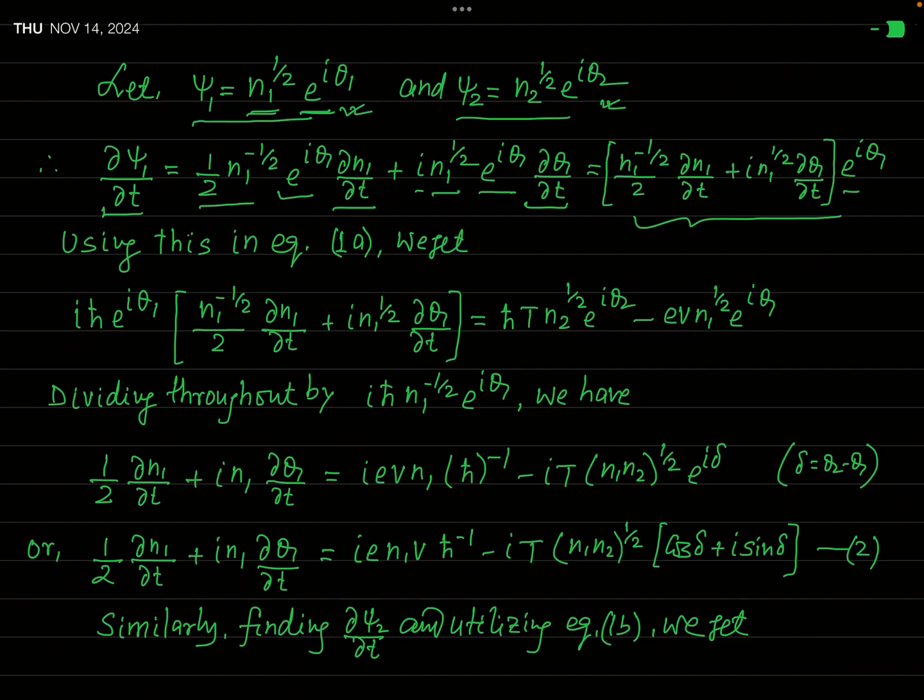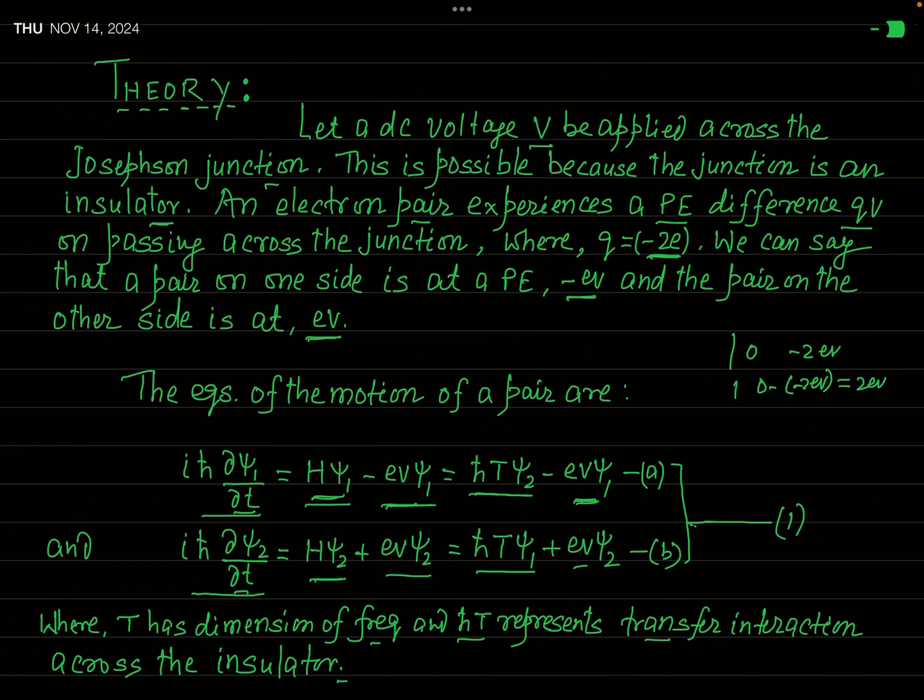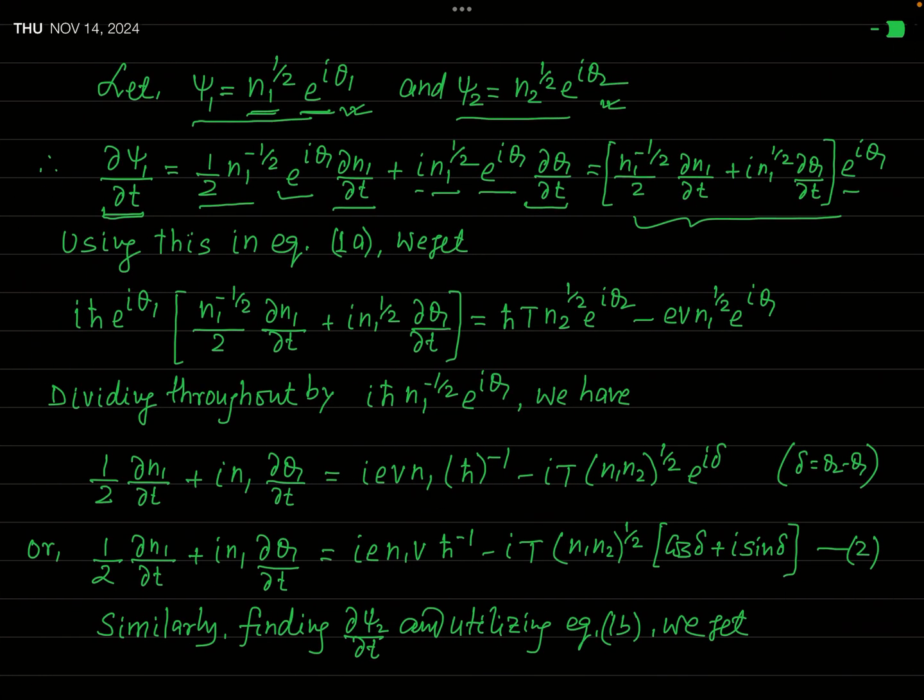Now, this value of ∂ψ1/∂t, which we have obtained here, now use this result in the equation of motion 1a. In place of this ∂ψ1/∂t, we will use it. And ψ2 and ψ1 in the RHS will be replaced by these values which we have defined here. So let us see. When you put the value of ∂ψ1/∂t in that equation 1a, your result will be what?